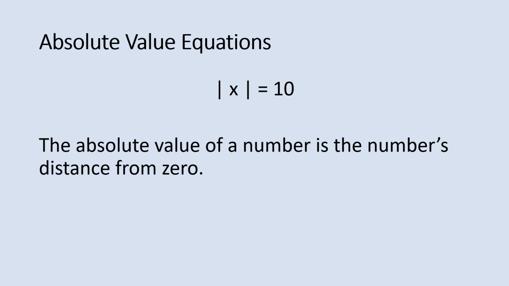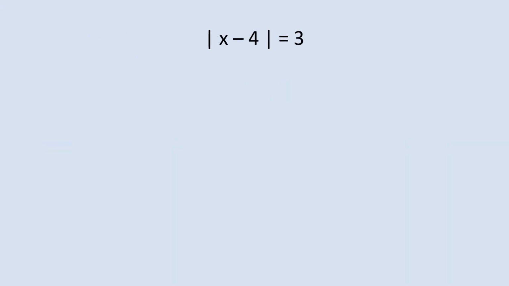So for these types of problems, we always want to split our equation up into two parts. In this case, there's obviously two things that x can take on that are 10 away from 0: 10, and negative 10, because both those numbers are 10 away from 0. But now let's say we had something that's a little more complex on the inside. We have x minus 4 inside the absolute value sign equals 3. So just like before, we're going to split this up into two parts.